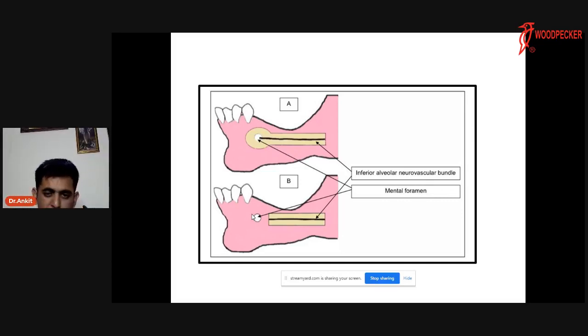And with the help of that piezotome, what we basically did is we distalized the nerve away from the site where we are going to put our implant. Okay, let us see this in a clinical scenario, how this is going to happen.